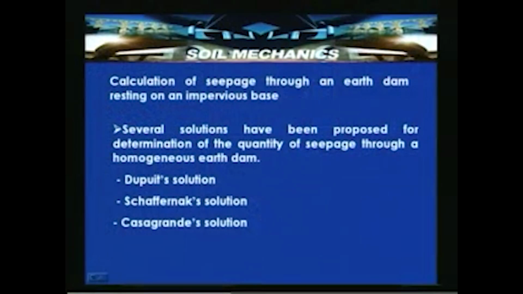So, for calculating the flow through embankment dams or earthen dams, we said that the seepage basically depends upon the construction of the phreatic line. For that many solutions were put forward, like we have seen the Jupit's solution and Schaffernak solution, and we also saw the Casagrande solution. So, several solutions have been proposed for the determination of the quantity of seepage through a homogeneous earth dam. Jupit's solution was the first one, and then Schaffernak, and then the graphic construction and Casagrande's solution was discussed by us.